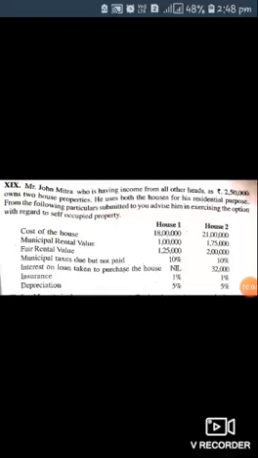Let's see another example for computing income from house property. Mr. John Mitra, who has income from all the other heads of 2,50,000, owns 2 house properties. He uses both houses for residential purposes. From the following particulars submitted, you have to exercise the option with regard to the self-occupied property.